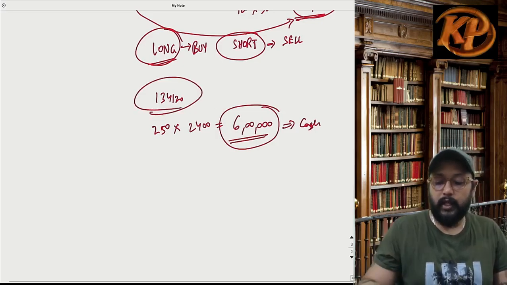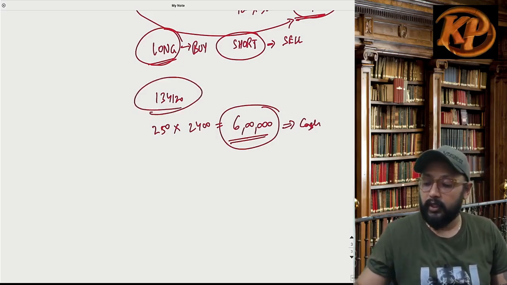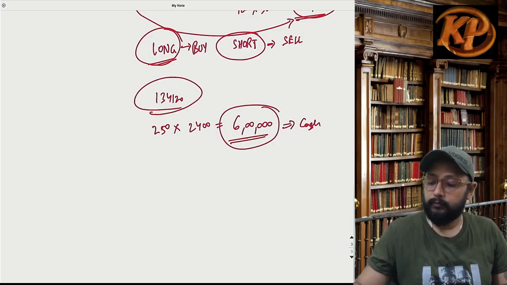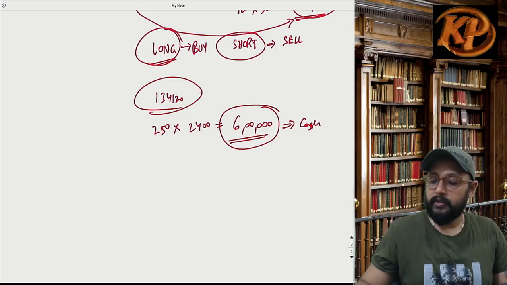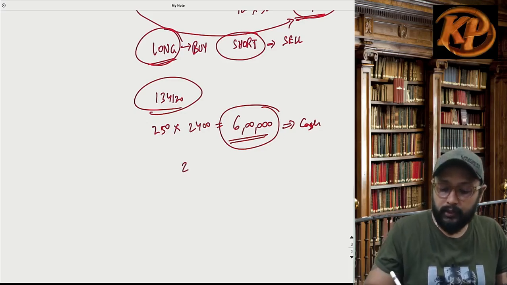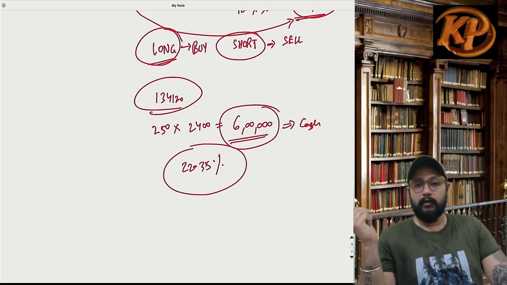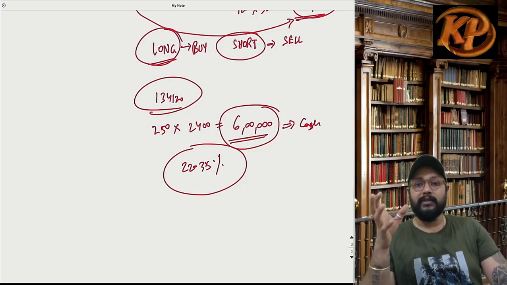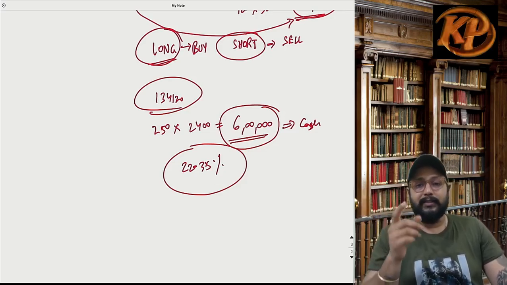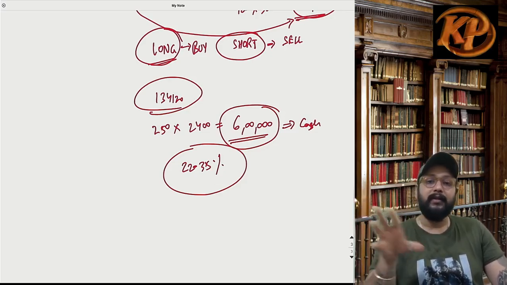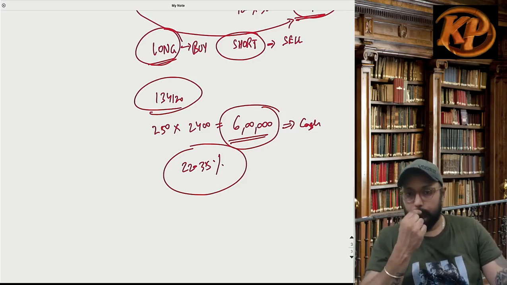If I take the future, I am only paying how much? 1,34,120. Which means your margin is only 22.35%. Does that excite you? Answer is yes. That will excite everybody. But any knowledgeable person understands that just by having 1,35,000 in hand, things are not going to work out for me.